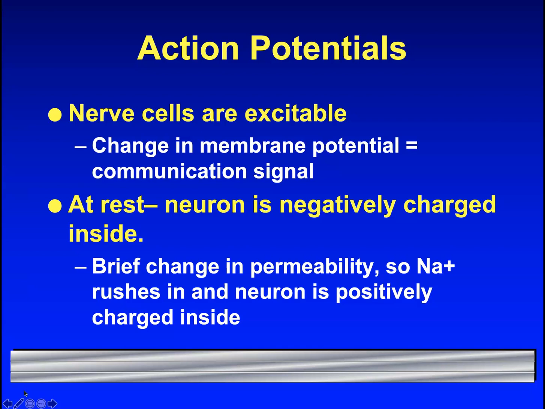Nerve cells are excitable cells and they communicate by a change in the membrane potential. That voltage is going to go from minus 70 millivolts. All of a sudden, it's going to get positively charged and then back down again. So it's going to be due to a brief change in permeability. All of a sudden, sodium can rush in through voltage-gated channels. Not rushing in through the passive pores, but it can rush in, and for a millisecond, literally a millisecond, the neuron is going to be positively charged inside.